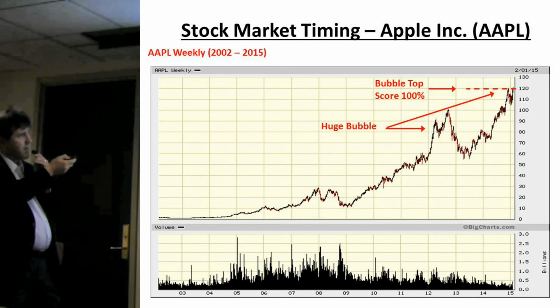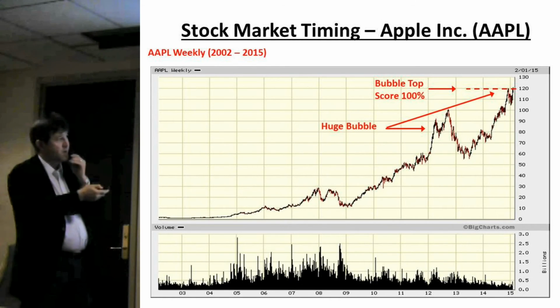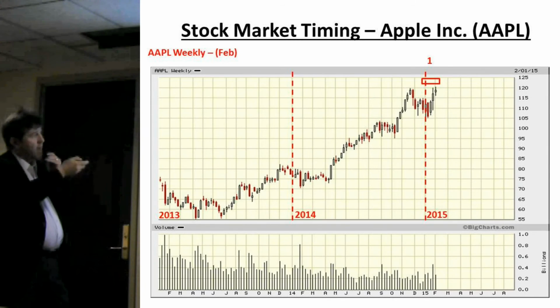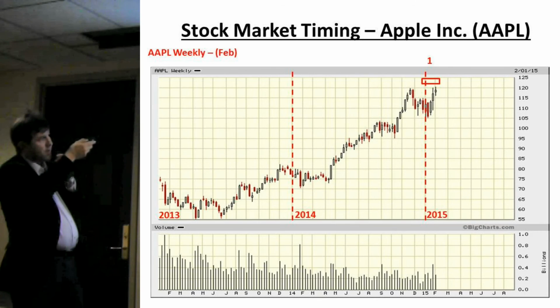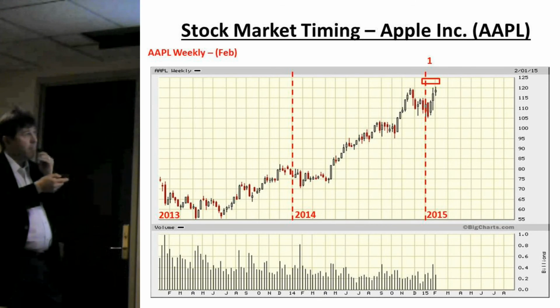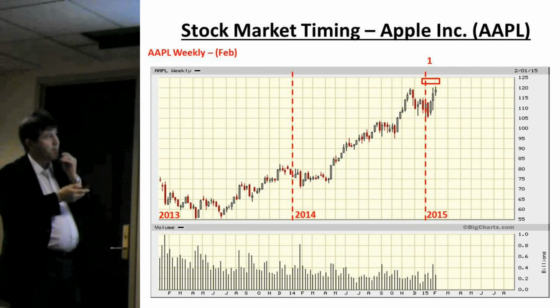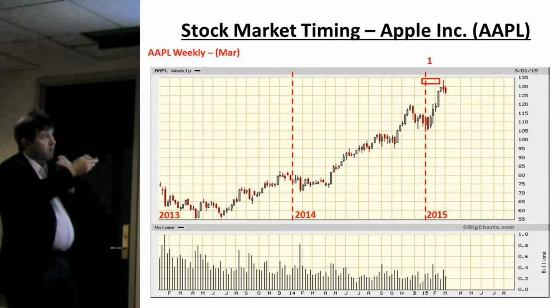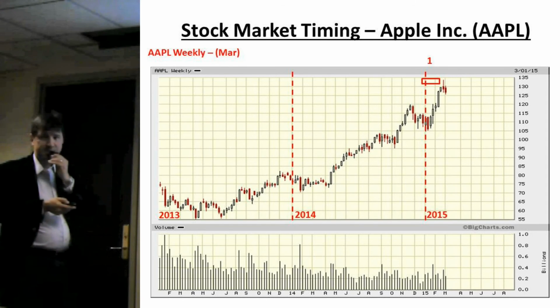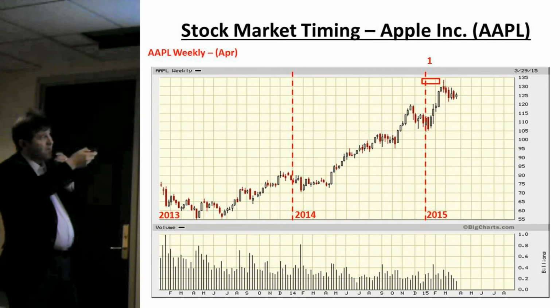I had a particular algorithm giving me a score of 100%, telling me that the bubble in Apple had probably reached the top, and it just went a little higher. I wrote an article, got published on the internet. I said that somewhere between the end of December and early February we'd see a top in the market. Five days later that happened, so I was pretty close. Since then the market's drifted sideways.